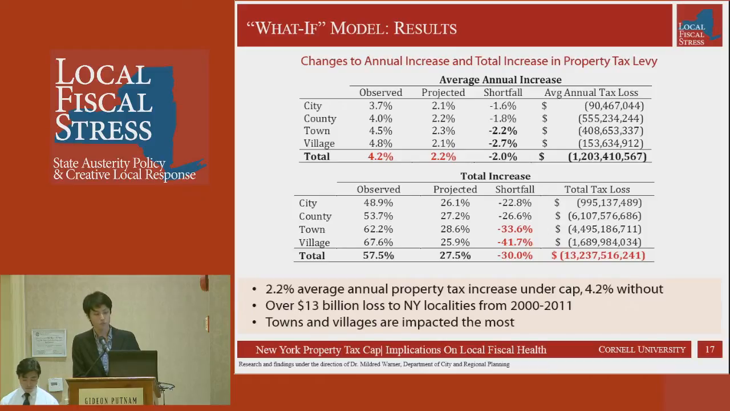Through the comparison between the first column, observed tax revenue increase, and the second column, projected tax revenue increase, we will find the tax revenue shortfall in both percentage and real terms. Let's look at the numbers highlighted in red. Like what you just saw in previous slides, the average annual increase of 4.2% would have dropped to 2.2% under the tax cap. And the total tax revenue loss would be 30%, over $13 billion for the 10-year total.